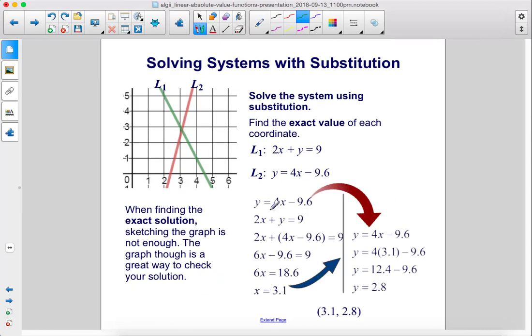Alright, so we know that y equals 4x minus 9.6 and 2x plus y equals 9. So we can take this value for y and plug it into the other equation for y. So we get 2x plus 4x minus 9.6 equals 9. We can solve that for x. We get x equals 3.1. Then we plug that value for x back into the original equation, and we solve for y. Y equals 2.8. So our point is 3.1, 2.8. This is our exact solution.